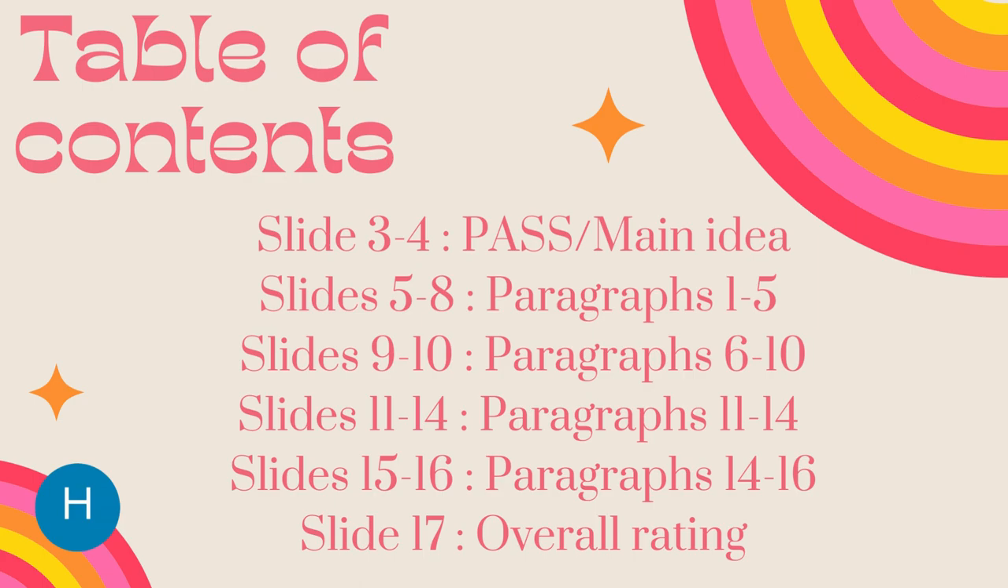This includes the annotation, the rhetorical devices and all of that. Slides 9 through 10 is paragraphs 6 through 10. Slides 11 through 14 is going to be paragraphs 11 through 14. Slides 15 through 16 is paragraphs 14 through 16. And slide 17 is just going to be my overall rating of the chapters and how or if I agreed with John Green.